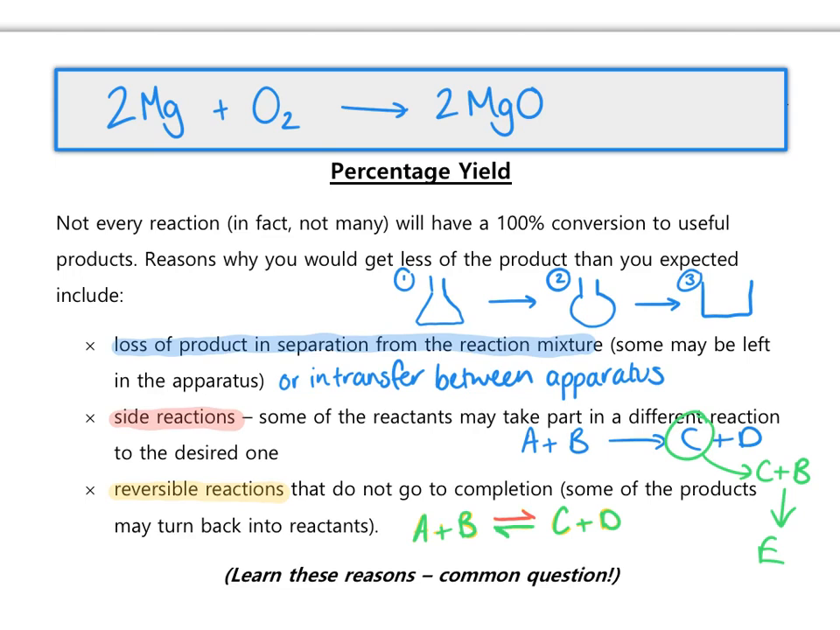But you can see how that would cause our yield to fall below 100%, because once our products are formed, they can react together then to give the original reactants again. So I'm not getting as much product formed as in an irreversible reaction, one that goes in the forward direction only. So 3 reasons why we might see a percentage yield of less than 100%: loss of product in separation from the reaction mixture or in transfer between the apparatus, side reactions and reversible reactions. And again, a really common exam question, so make sure you learn these.